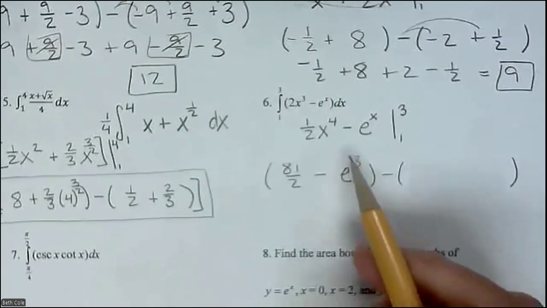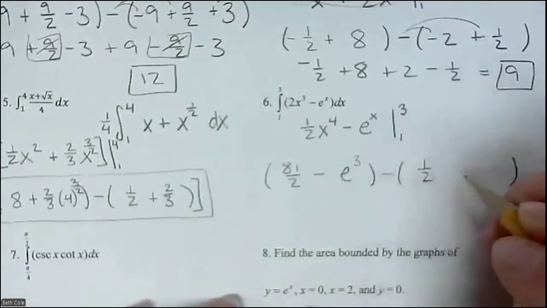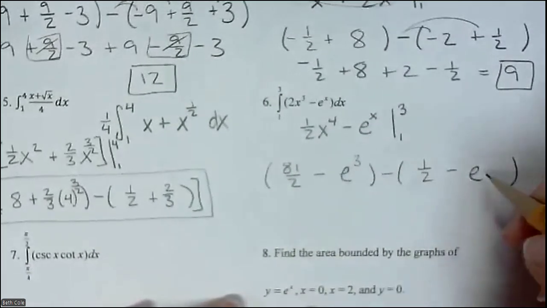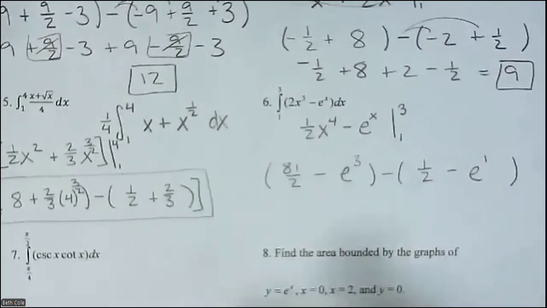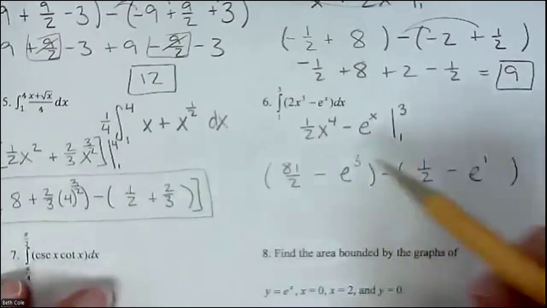Now we're going to plug in 1. If you plug in 1, you're going to get 1/2 minus e, or e to the 1 if you want to leave the 1 in there. I'm not going to mess with that because there's really nothing I can do to make that any better.